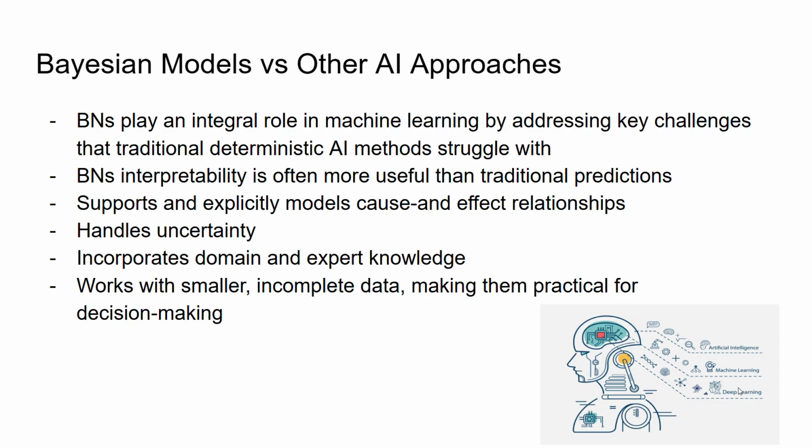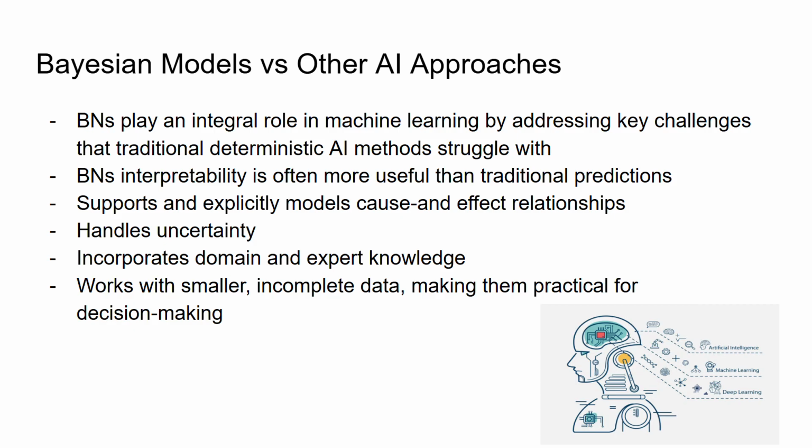Bayesian networks play an integral role in machine learning by addressing key challenges that traditional deterministic AI methods struggle with, since they work more like black boxes. Interpretability is often more useful in Bayesian networks, and its ability to intuitively support cause and effect relationships further shows that Bayesian networks can be a powerful tool in predicting and describing classification based on the mathematical framework of Bayes' theorem.